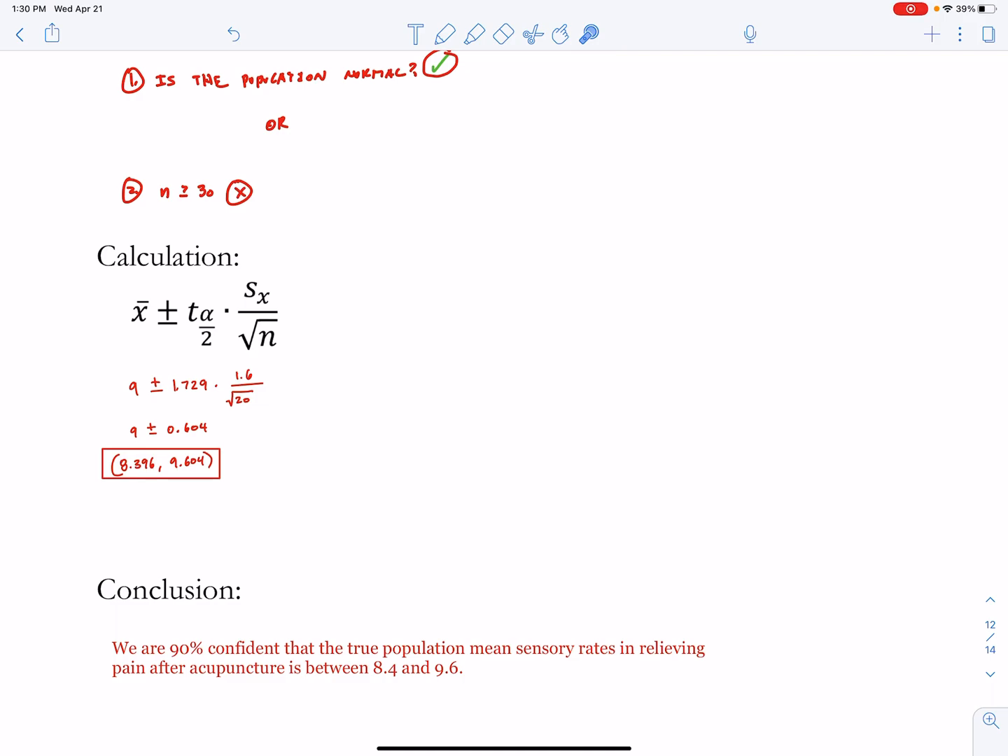So again, all you need to do is remember how to write this. What you definitely need here is your 90% confident, or whatever the confidence level is going to be. And then you also need to state the true population mean, and then your sensory rates in relieving pain after acupuncture is going to be predicated on the problem, so that's going to switch out. And then you want "is between," and then whatever the values are. So pretty much: we are blank confident that the true population mean blank is between blank and blank.